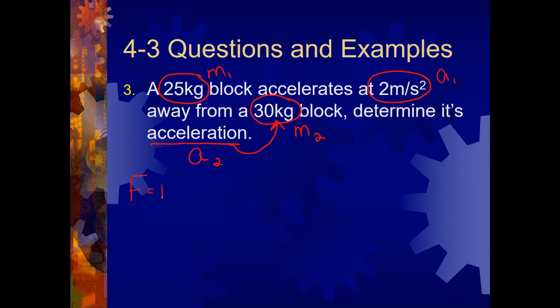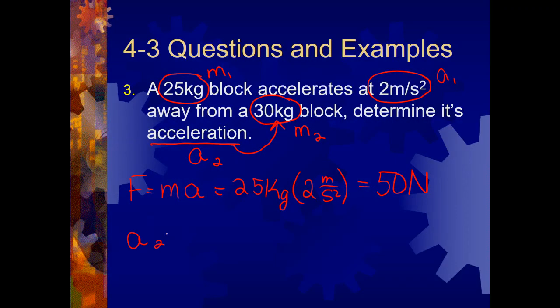Force is mass times acceleration. So 25 kilograms multiplied by 2 meters per second squared gives us 50 newtons of force. Now that 50 newtons of force is the force that the 30-kilogram block is receiving.